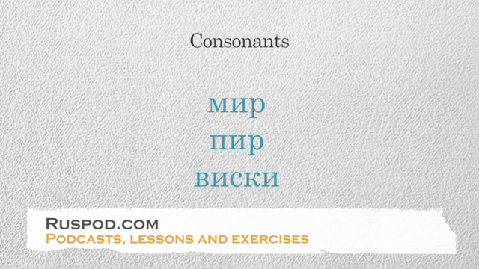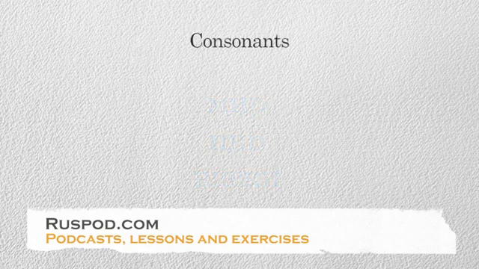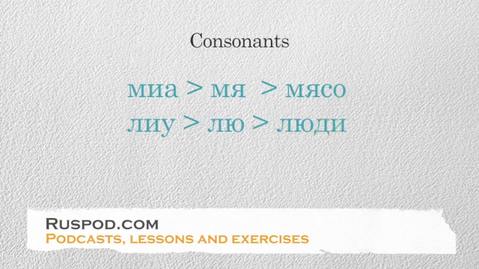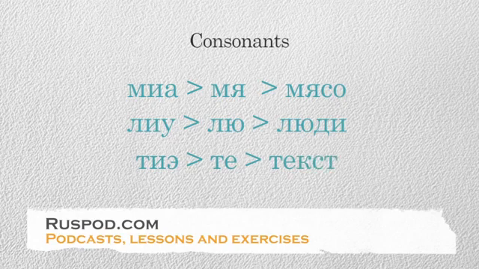For practice, try pronouncing them with E first, and then try reducing it to a very short sound. Let's practice together. You can start with mia, then reduce it to mya, and then use it in the word мясо. Мя, мя, мясо. The same with you. Лю, лю, люди. With the letter ye. Tie, те, текст.